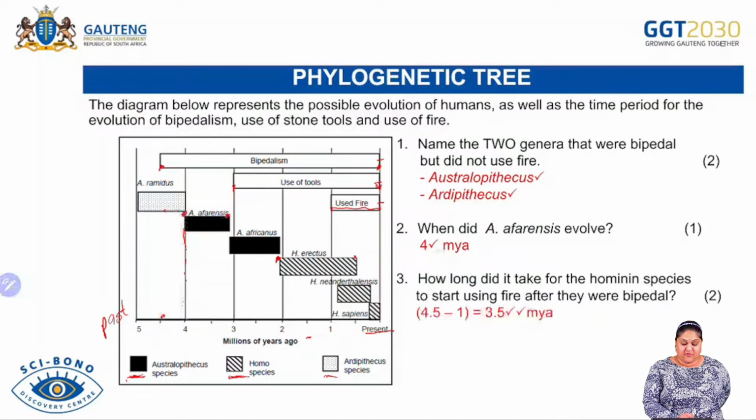You're going to take your 4.5 at this point minus your 1 at this point, because at 1, this is when they started to use fire. So for how long did they not use fire under bipedalism? You take the beginning of the bipedalism and you subtract the beginning of the fire, and that's how you get 3.5 million years ago.